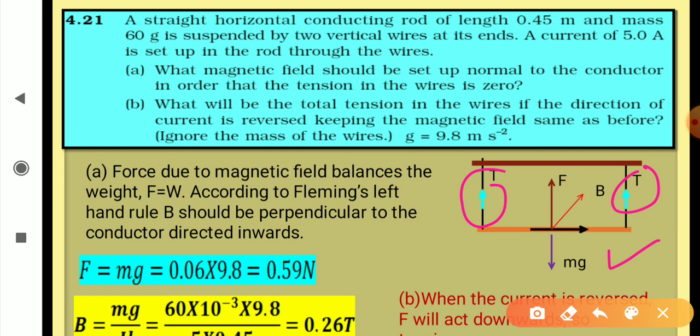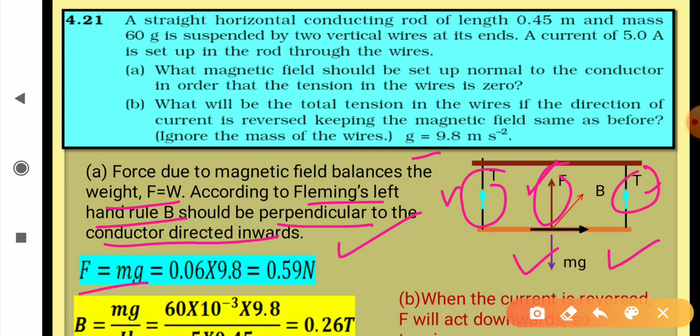balancing the forces. But what we want is to make this tension 0. That means the force due to magnetic field should be acting vertically upwards. So this force due to magnetic field should be equal to mg. So the first part, force due to magnetic field balances the weight of the conductor, and according to Fleming's left hand rule, B should be perpendicular to the conductor directed inwards. Fleming's left hand rule, you have to use it again and again, so be clear about it. So this force should be equal to mg.